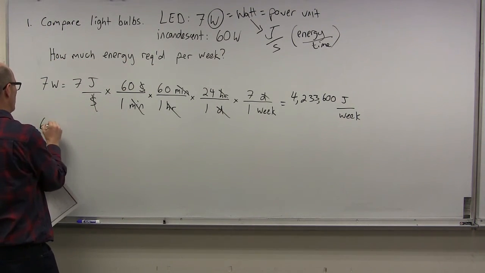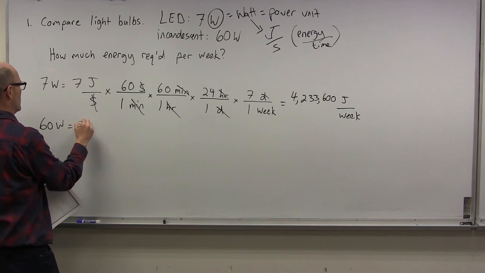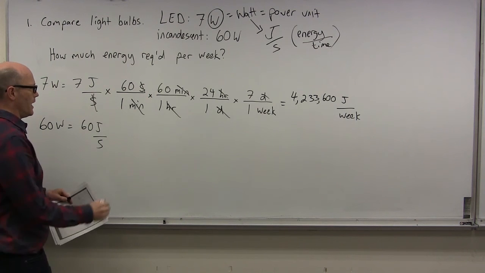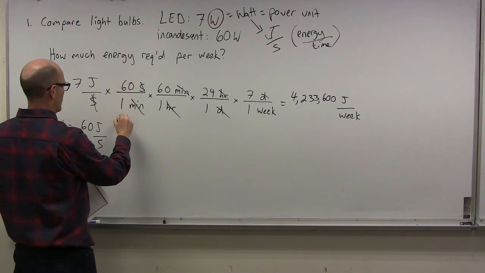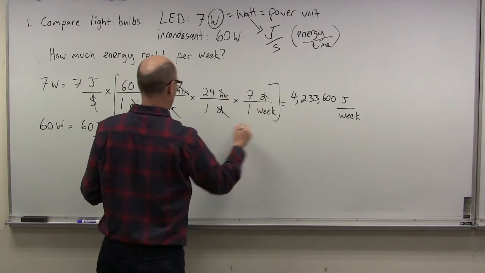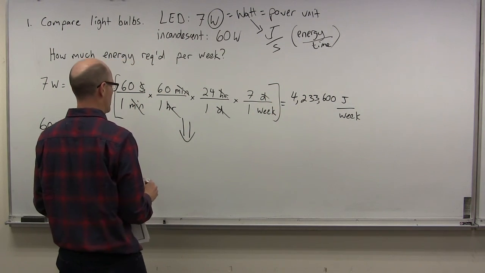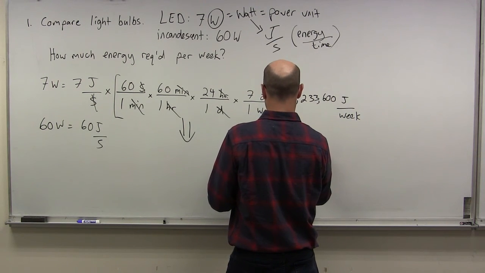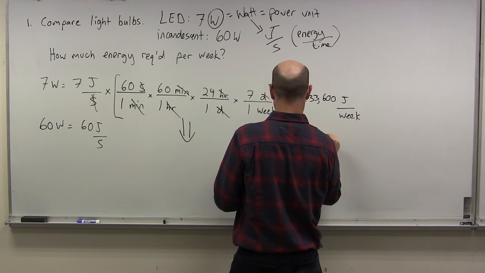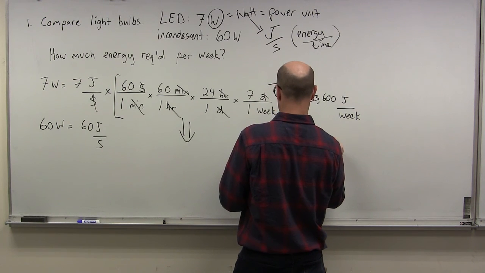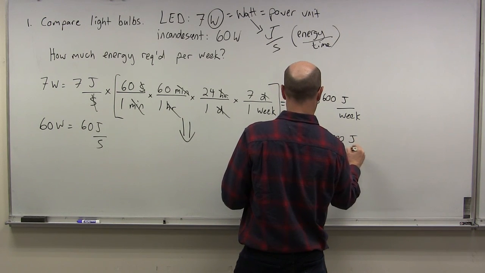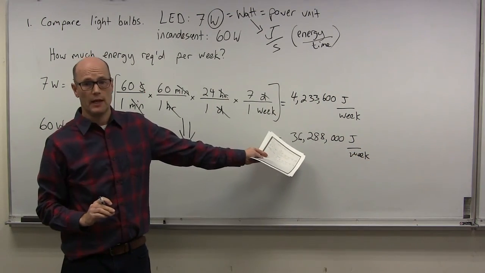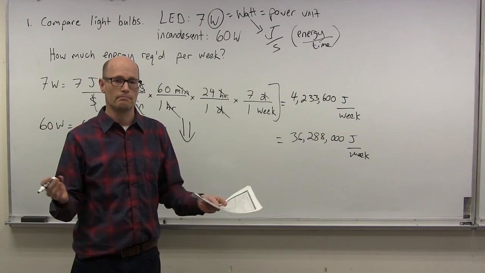If we want to do the incandescent, we have a bigger number. We have 60 watts, which is going to be 60 joules per second. We do that same old thing. Down here, we're going to multiply by that same value, and we end up with 36,288,000 joules per week. So you see how much more energy intensive that incandescent light bulb was. And that's your answer.